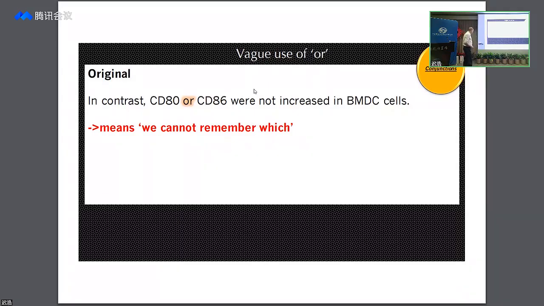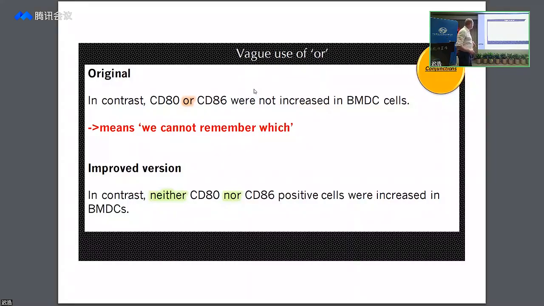Both. Very good. Yes. "In contrast," I think this is what the author means. I mean, it's ambiguous. We don't really know. My guess would be, in contrast, neither CD80 nor CD86 positive cells will increase. So you need to make very clear if you have these negatives. In English, you need to say neither A nor B. Okay, very important.